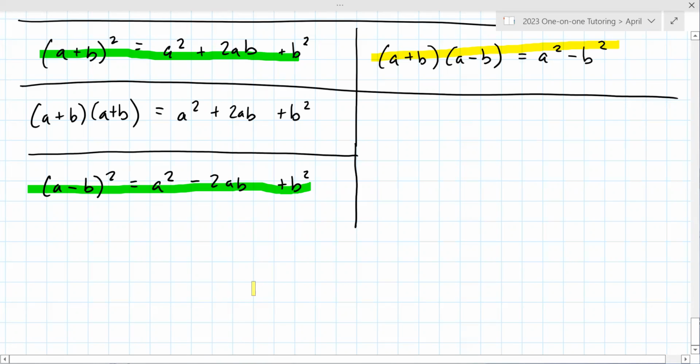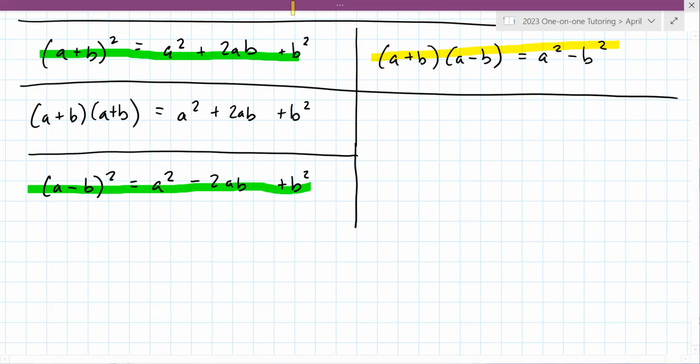So (a + b) squared equals a squared plus 2ab plus b squared, and (a - b) squared equals a squared minus 2ab plus b squared, and (a + b)(a - b) equals a squared minus b squared. All right, cool. You think you got them down?